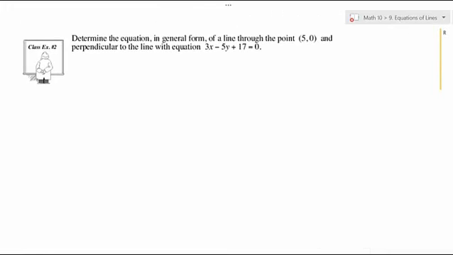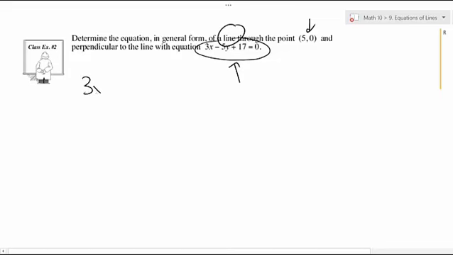Here's another question. Now, we want to determine the equation in general form of a line through point (5, 0) and perpendicular to the line with the equation 3x minus 5y plus 17 equals 0. Well, the first thing you want to do is take this and put it in y equals mx plus b form.